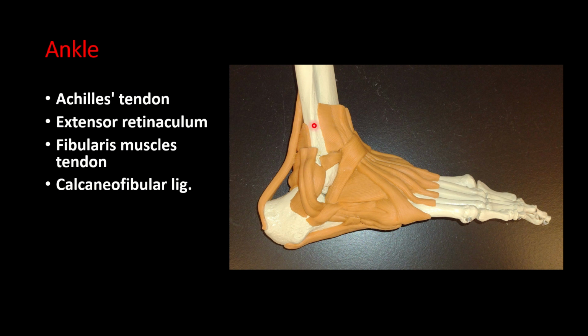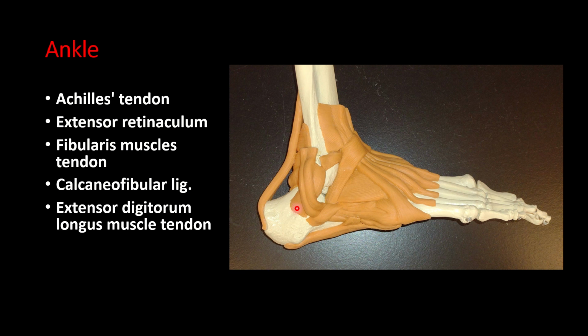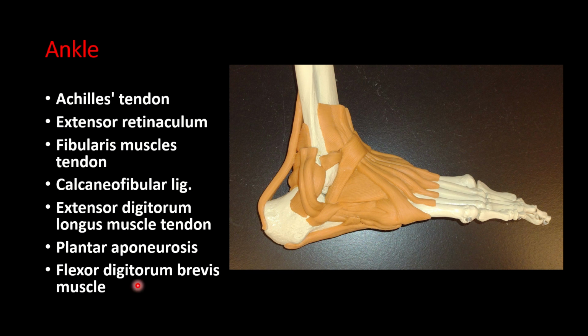Calcaneofibular ligament, so you have to look at the name of the bones first. So this is fibula and this is the calcaneus, okay? So calcaneofibular ligament. Extensor digitorum longus muscle. So these are the muscles. It's passing below the extensor retinaculum and looking, it's going to the four toes laterally. This is a tendon. Plantar aponeurosis is this one. And below the plantar aponeurosis, you will find the flexor digitorum brevis muscle.